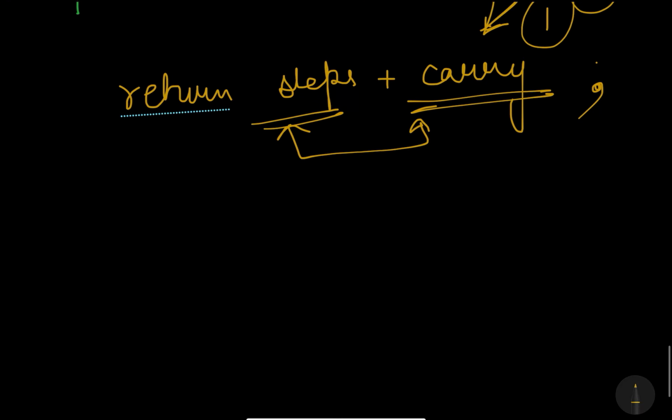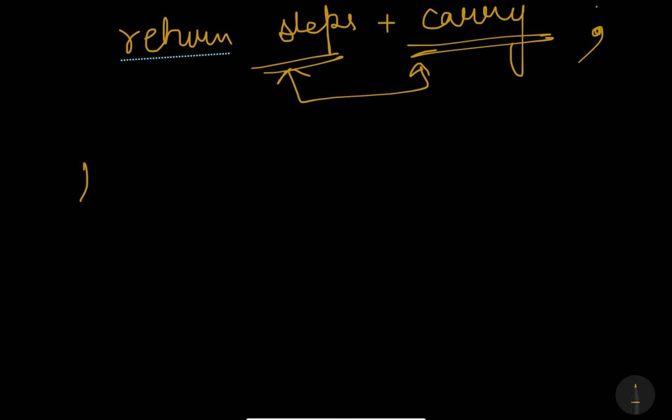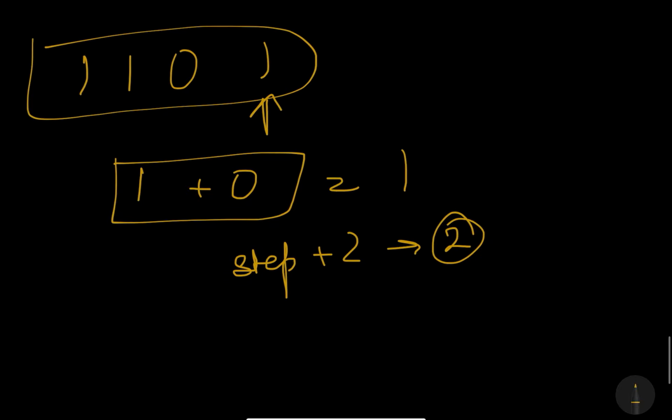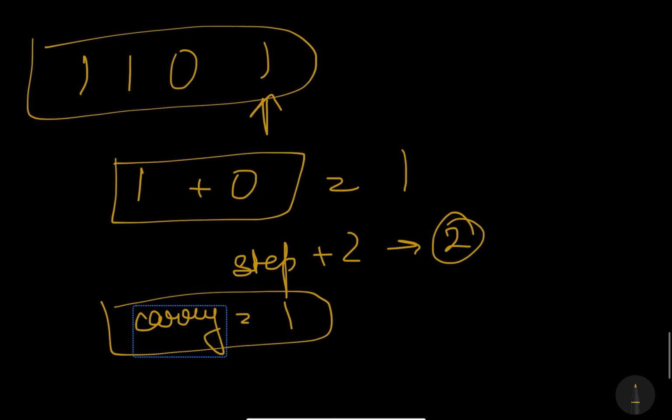Let's take that example also, 1101. Let's try to run this. So first we get our 1. Initially our carry is 0. So 1 plus 0 is 1. That means it is odd. Then we increment our steps by 2, so the step count is 2 over here. And a new carry is generated. Carry is 1.